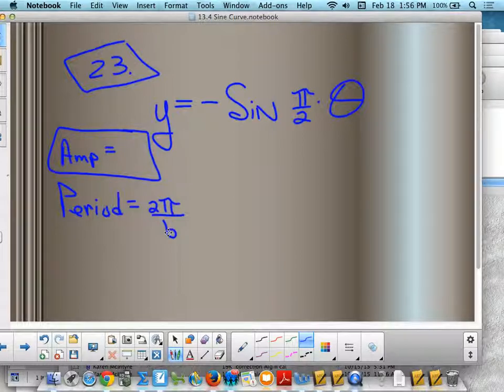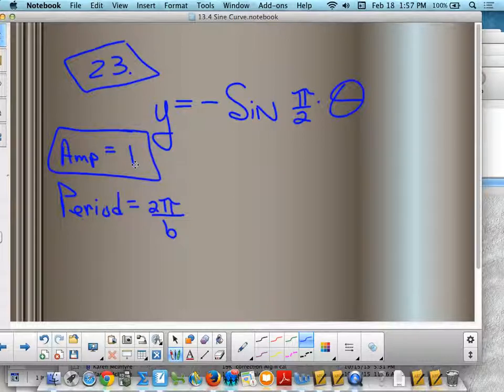What was the amp? -1. You don't have to say negative. Okay, 1. Just say 1. The negative tells you what? Go down first, go to the minimum first, not the max, and then just repeat, okay? So all that negative meant is down to the min, 0, max, 0, max, you know.